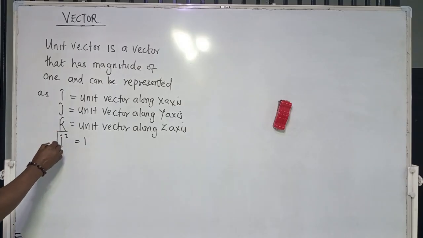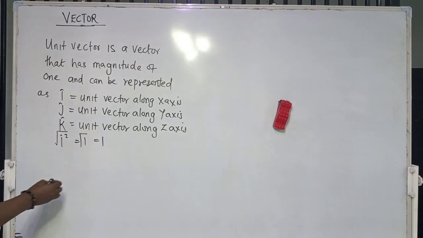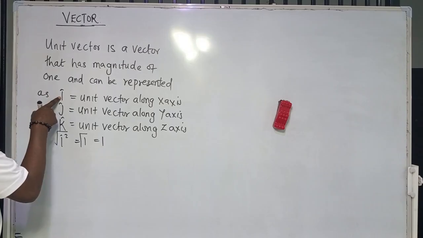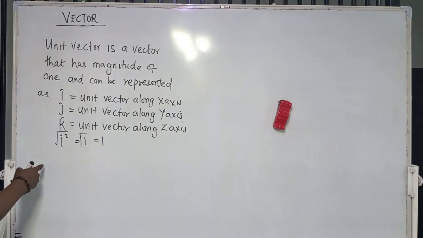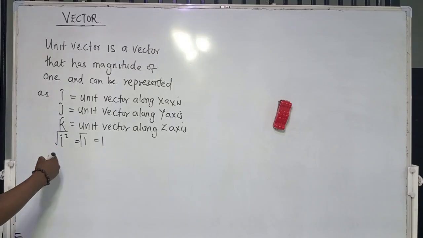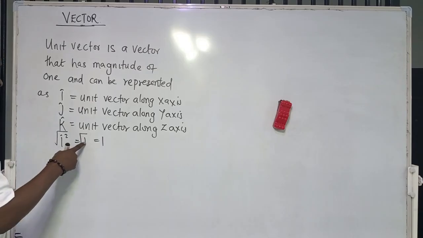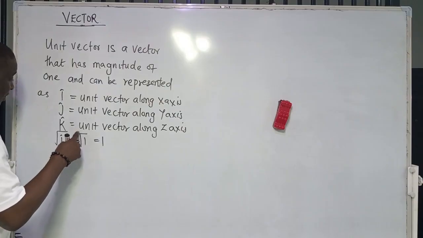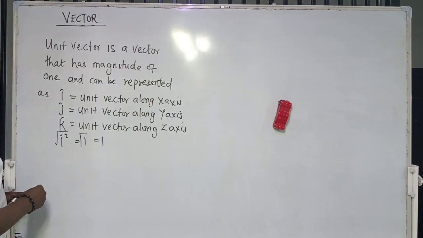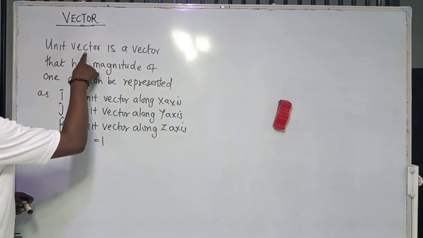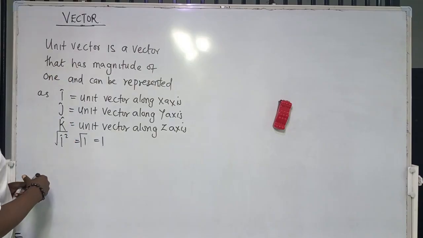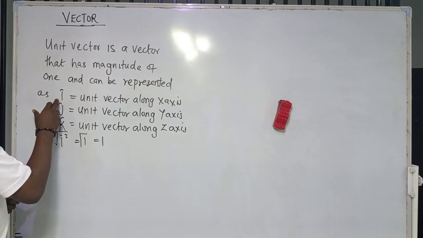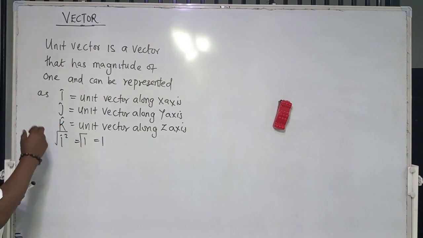And if you take the square root of 1, you are going to have 1. To find the magnitude of this I, which is a unit vector along the x-axis, if you take I square, then take the square root: I square is 1, that means unit vector square is 1, then the square root of 1 is 1. That's why we say a unit vector is a vector that has magnitude of 1 and can be represented as I, J, and K.